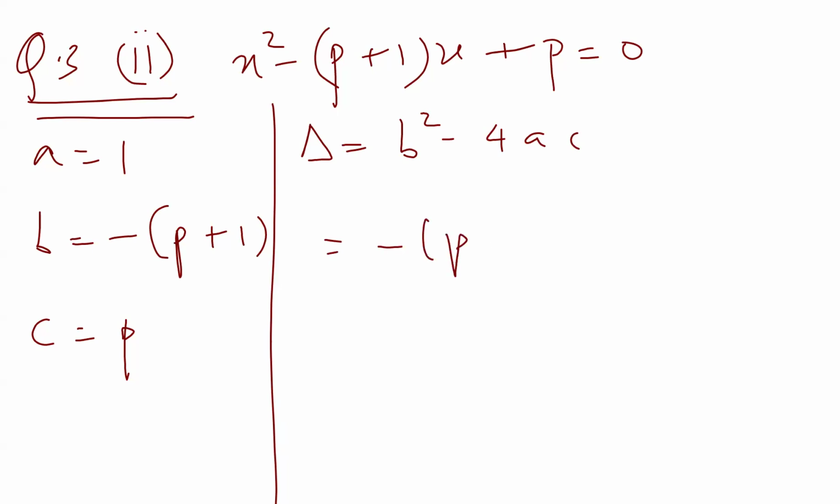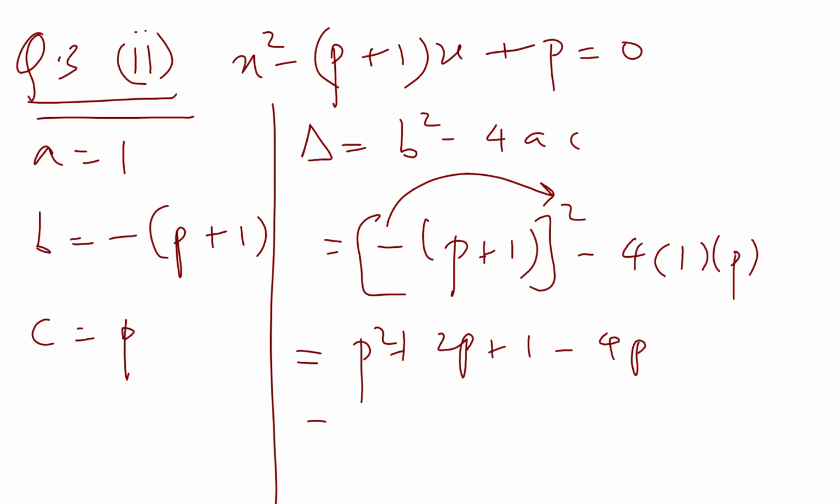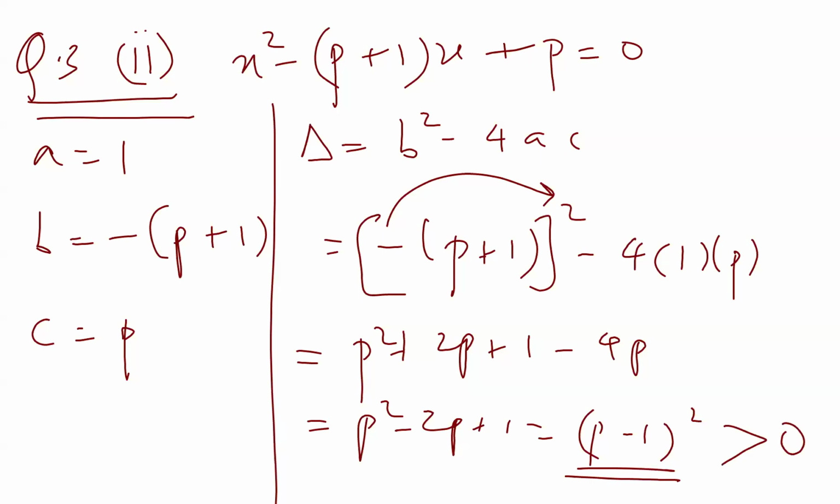So b square minus 4ac. Negative will go because of the square. p square plus 2p plus 1 minus 4p. So p square minus 2p plus 1, which is p minus 1 the whole square. Okay. So this value is greater than 0 if p is not equal to 1.